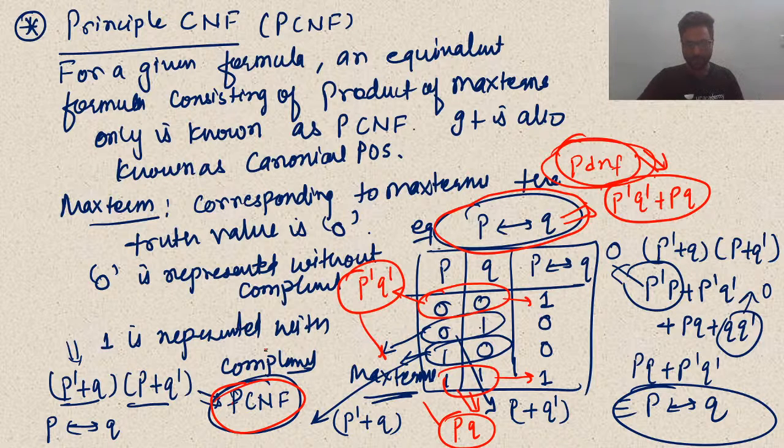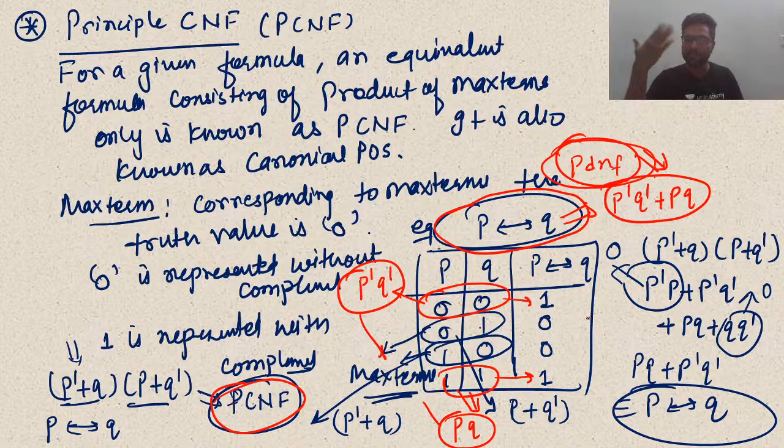Third one, these are the properties. We will write these properties one by one. First listen to me correctly. First one: PCNF and PDNF are unique for a given function. Two logical functions are equal or equivalent if and only if the PDNF form of both the functions is the same.